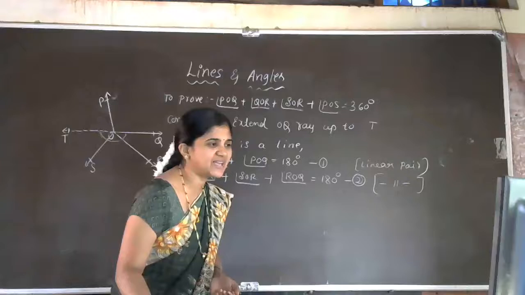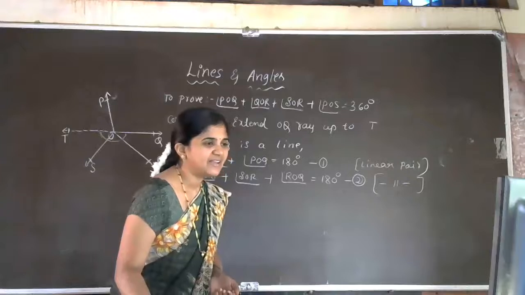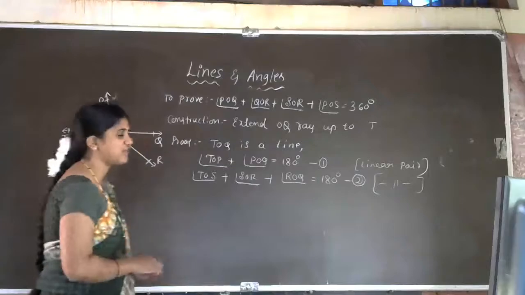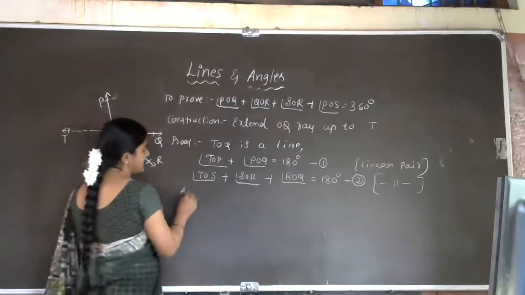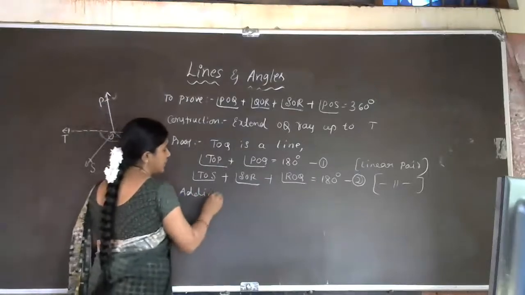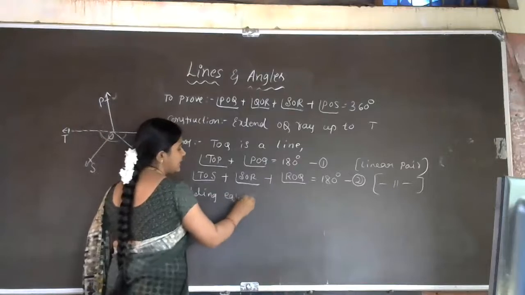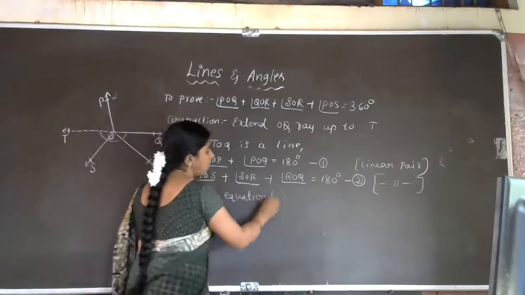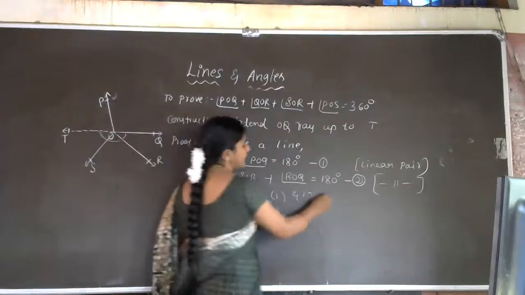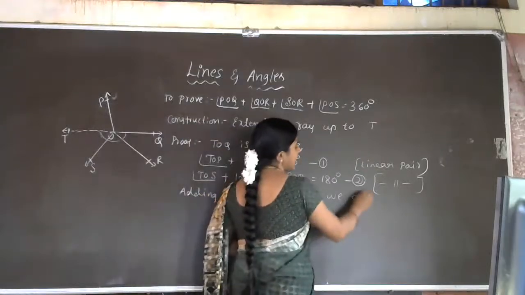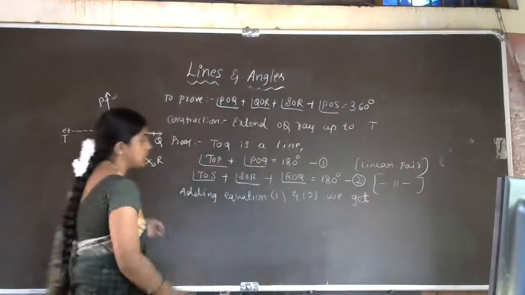Mataji, what we have to do with the two equations, Danya? We should add equation 1 and 2. Yes, very good. We have to add equation 1 and 2. Adding equation 1 and 2 we get.